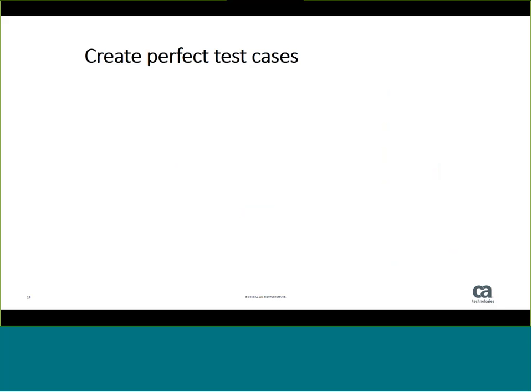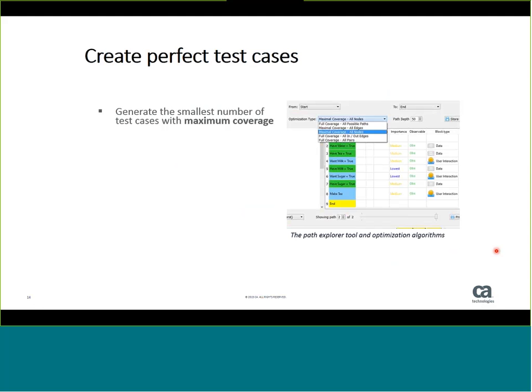So the objective is to create the perfect test case. Obviously, for you to generate this, you're going to have a model. Once you come up with the correct model that you're going to be using, then you can generate the necessary test cases. Here's an example: when you want to generate the smallest number of test cases with maximum coverage, you get to select the type of optimization that has to happen to generate the given test cases. And that's basically what this is telling you right here.